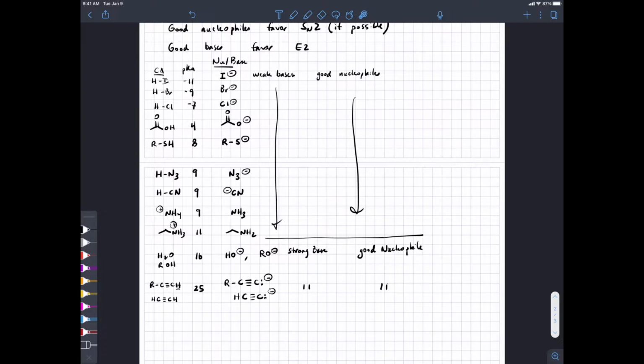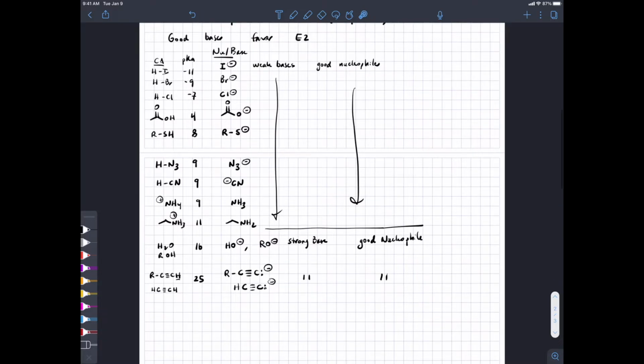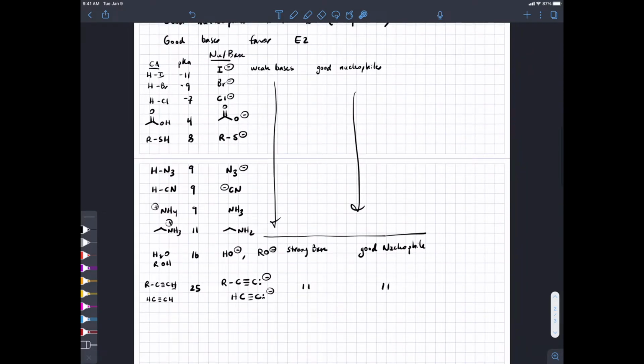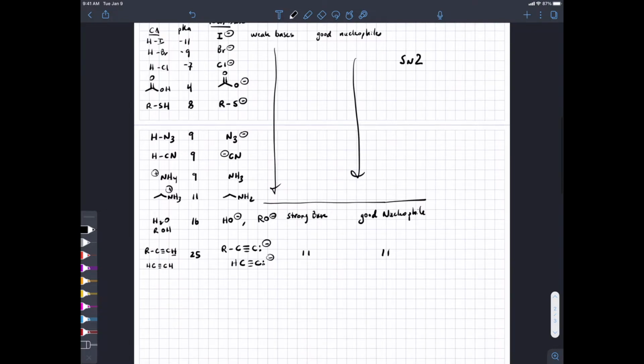Okay? Other questions? Yes? So the ones at sort of 16 will attack the hydrogen? The ones below 16 can attack both the hydrogen and the carbon. So the ones up here will prefer SN2 if possible. The ones down here will have the tendency to do both, depending on the alkyl halide structure.